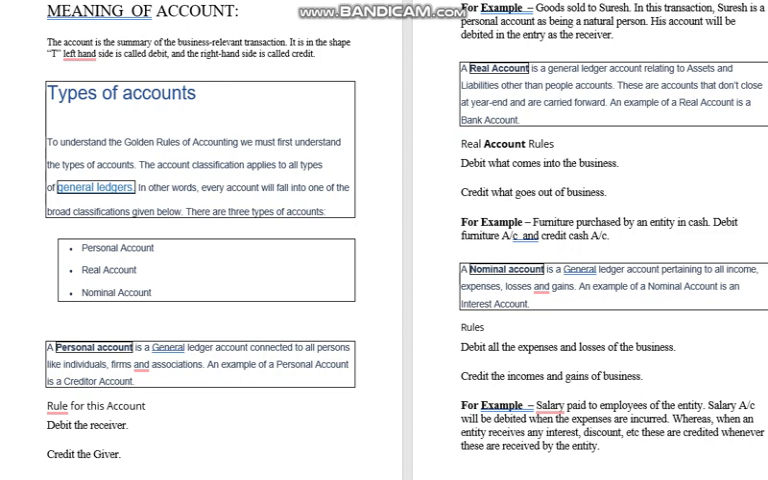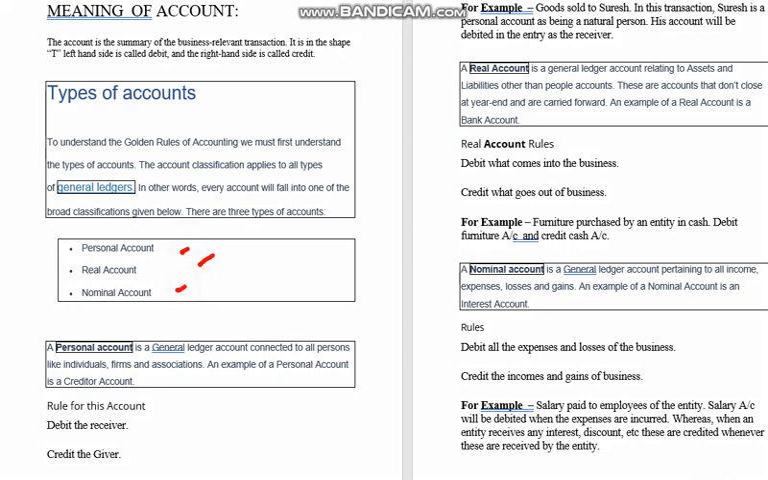So we have actually two types of accounts, personal and impersonal. Impersonal is further classified into two: real and nominal accounts. So generally we write three types of account rules: personal, real and nominal. You can see here personal, real and nominal.